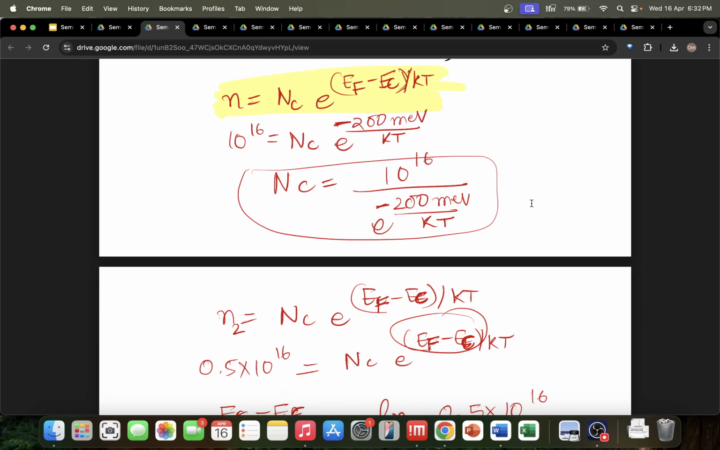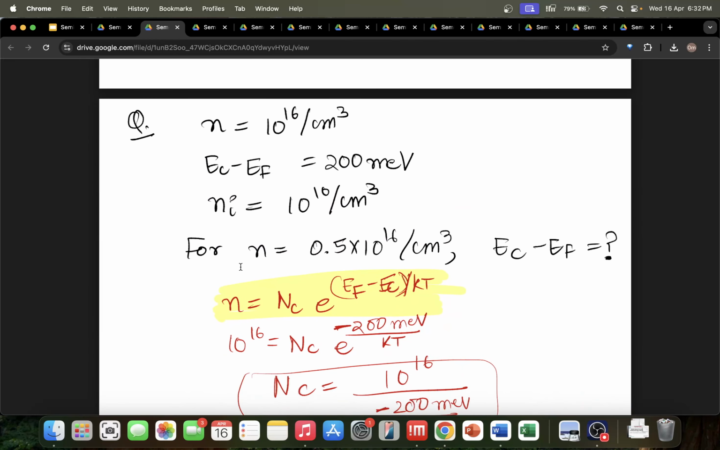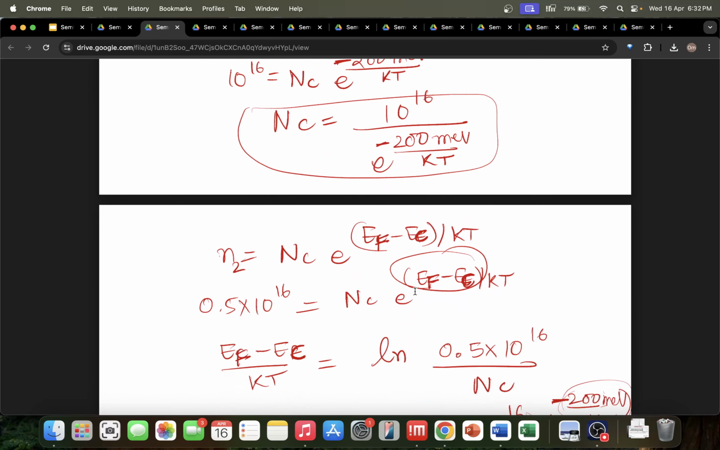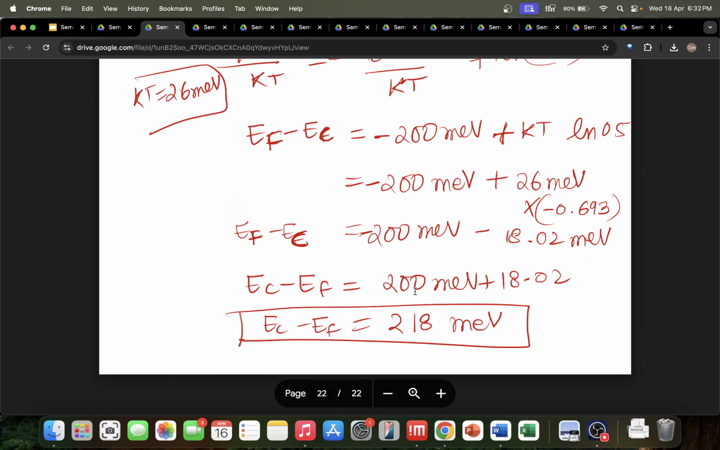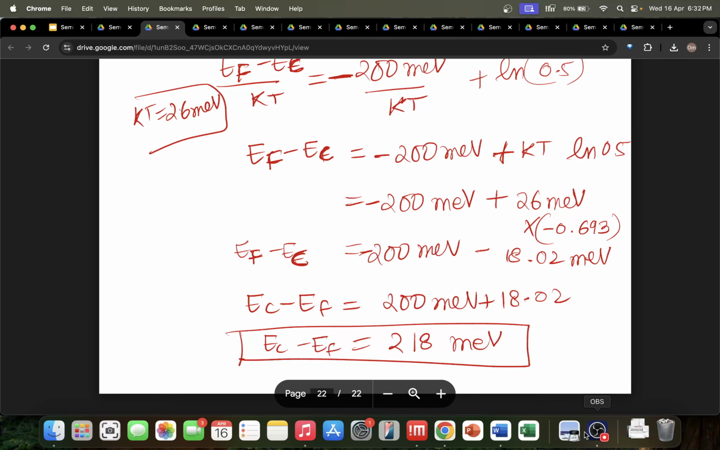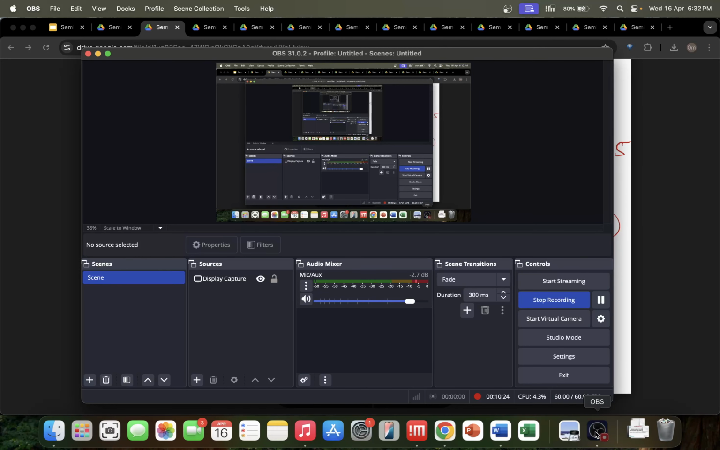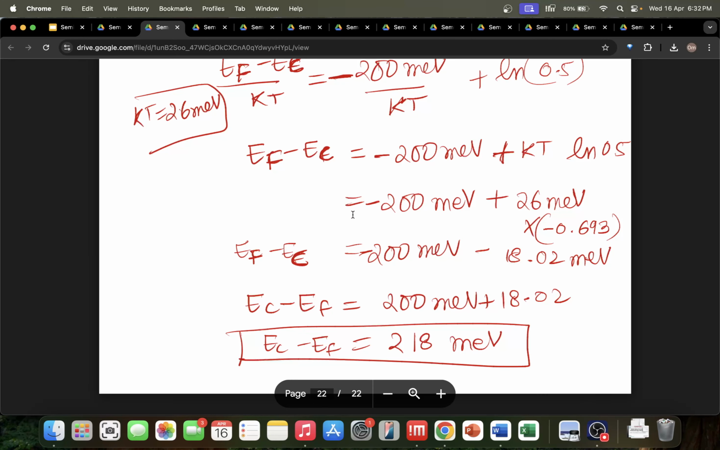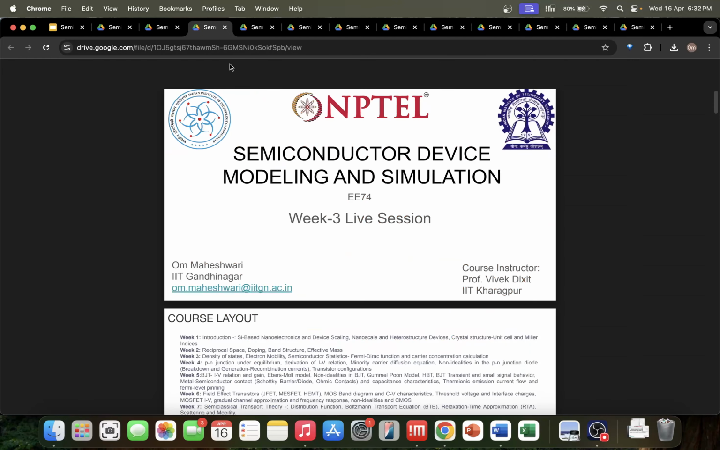We did some simple questions based on the carrier density or doping density equations. Just simply n equals Nc to the power (EF minus EC) by kT. So this is an important relation. Now let us move on to the next week.